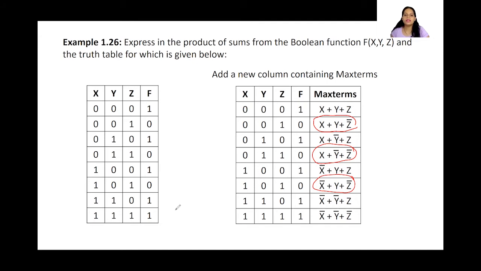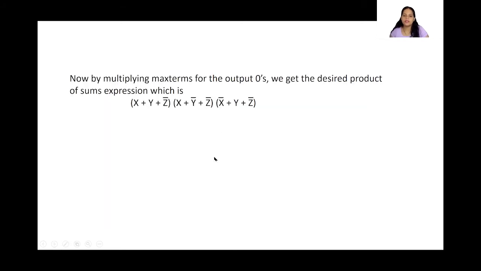Now what we are going to do, the result is going to be something like this: x plus y plus z bar, into, so it is going to be a product of the sums. So this is nothing but sums. We are doing a product of that. So y bar plus z bar, x bar plus y plus z bar. So this is the result we will get for this particular given question. So this is one way of finding the canonical product of sum form. Okay, so this is what the result is.